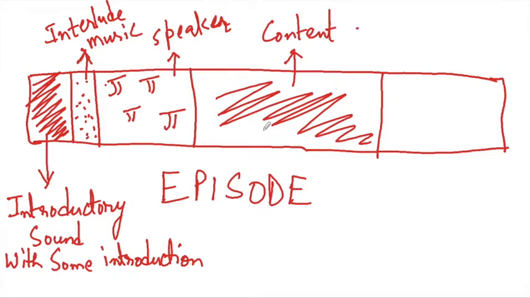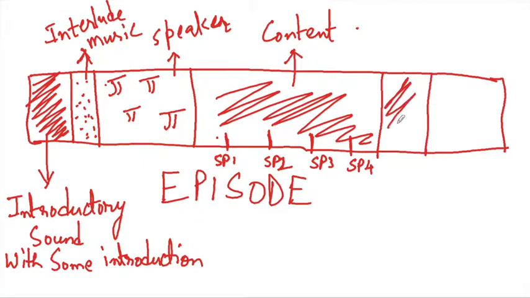And this content segment can be made up of not a single speaker. It can be distributed among multiple speakers. So say for example, if you are interviewing somebody in your podcast, there can be multiple speakers, speaker 1, speaker 2, speaker 3, in the content segment, right? And they will speak onto a single audio, right? And after that you will have a finishing.